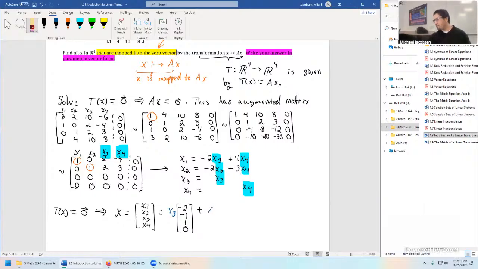That was weird. Half of it was blue. Plus x4. Coefficients for x4 go 4, negative 3, 0, and then 1. And we can say, if we want to be specific, where x3, x4 are in R. And we've done it, folks. That's our parametric vector form here. Any questions at all, folks, getting to that stage there?